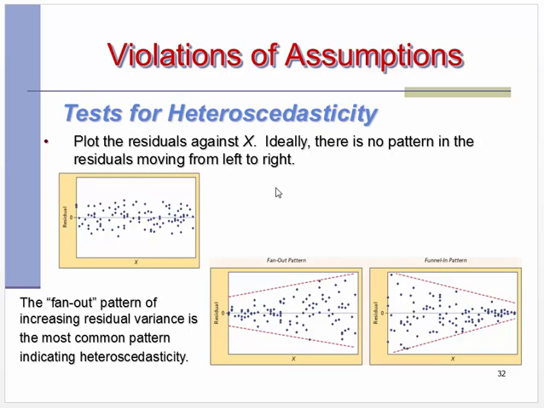How do you test for heteroscedasticity? You can plot the residuals against x. Ideally, there's no pattern in the residuals moving from left to right, like in this case. Right? There's no heteroscedasticity. If there's a fan-out pattern, like this, or a fan-in pattern, like this, the fan-out pattern of increasing residual variance is the most common pattern indicating that heteroscedasticity exists.